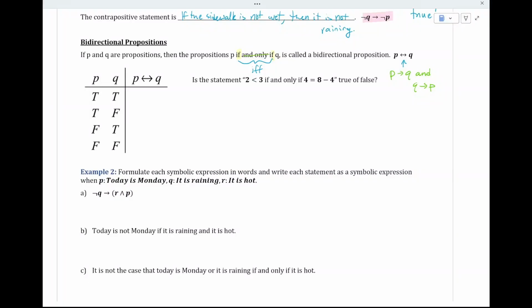Let's take a look at our truth table. We have all possible combinations of P and Q. So P if and only if Q. If both of them are true, then the statement is true.